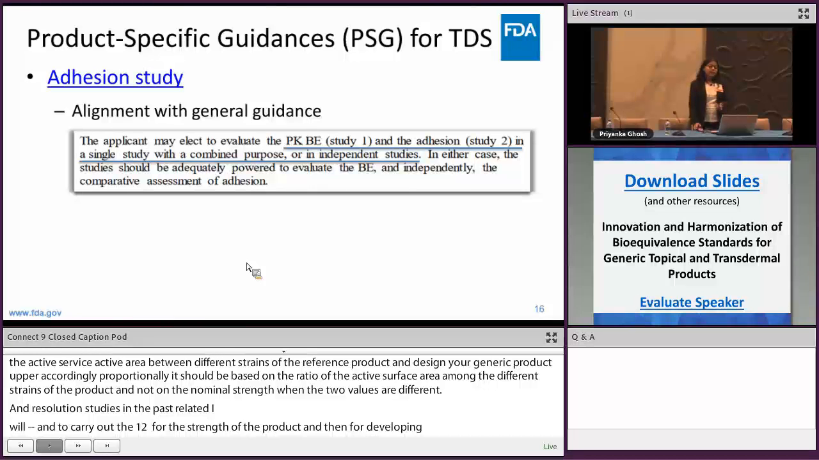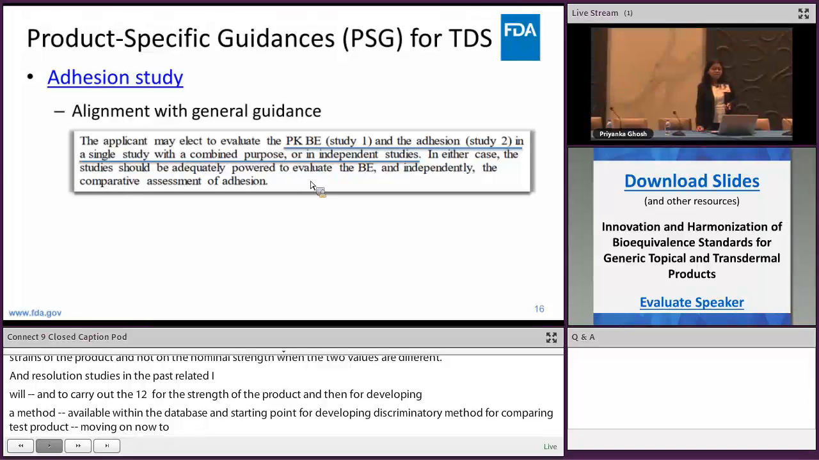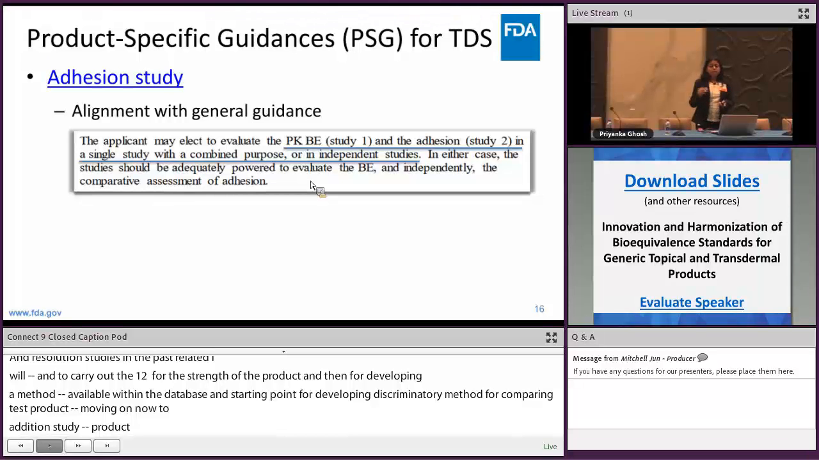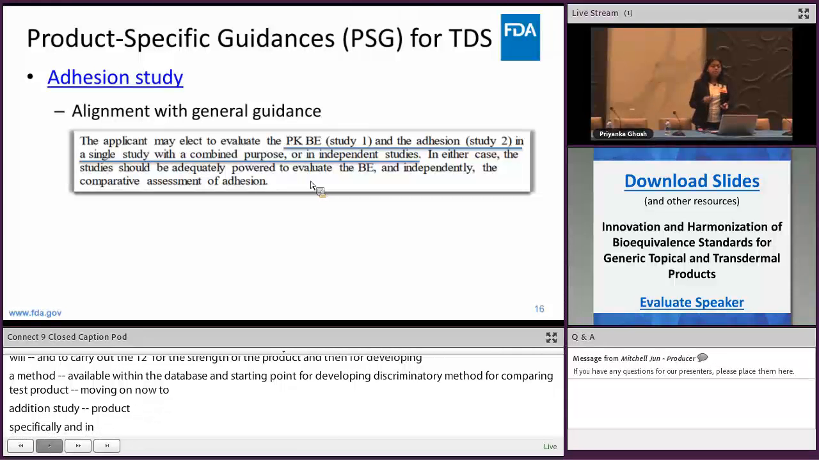Moving on now to the adhesion study. Again, our main goal was to make sure that there is alignment between all the general and the product-specific guidances. As I mentioned before, in our product-specific guidances, we do highlight that you conduct a PK study, an adhesion study, and the irritation and sensitization study. But one clarification that we offer in all guidances is that you may be able to combine the two studies as long as you clearly pre-specify in your protocol how you are proposing to combine the study.